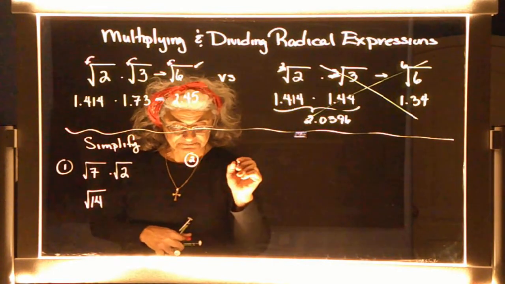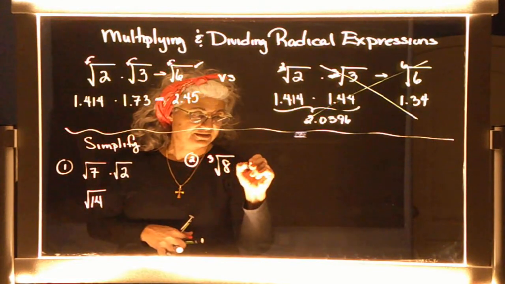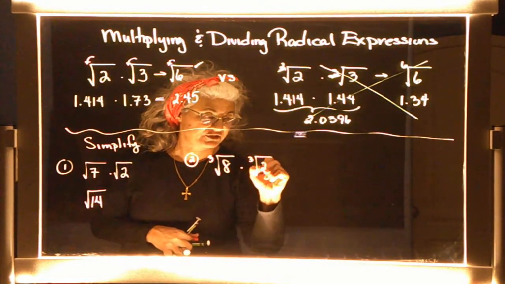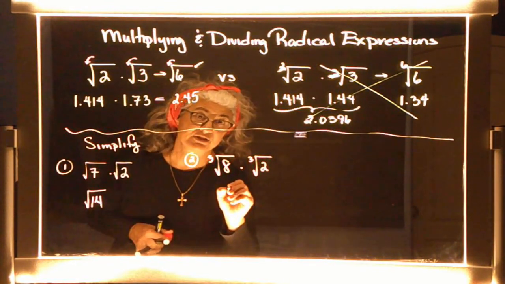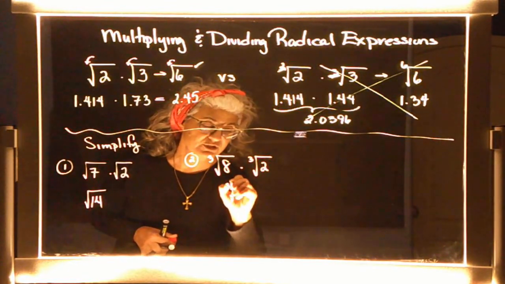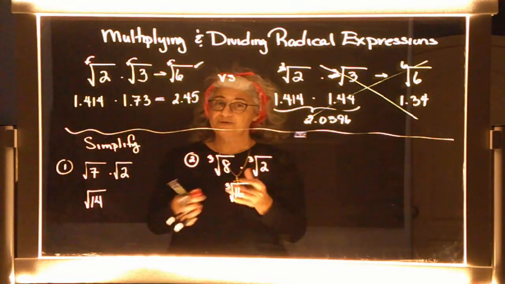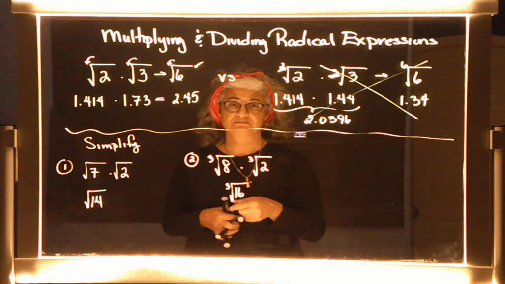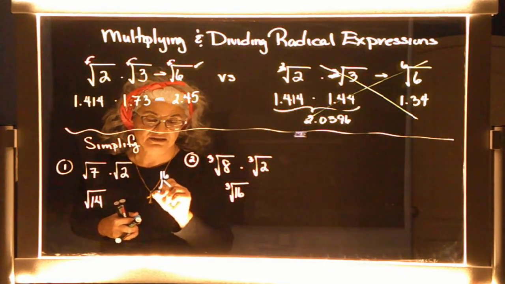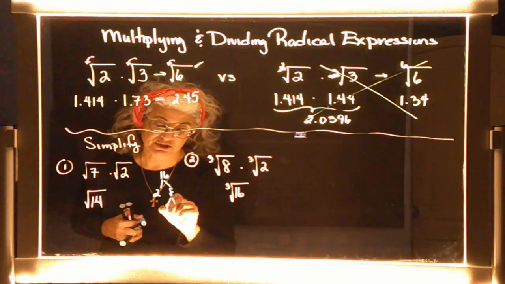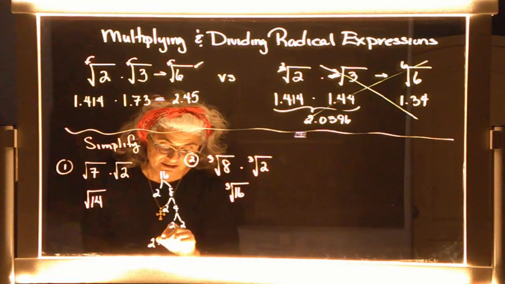How about the cubed root of 8 times the cubed root of 2? Can I multiply those? Yeah, I can. And what's the root? Yes, it's a cubed root. Cubed root of what? 16. Good. And now we have to see if we can break that down. Little side note, we certainly can break down 16. 2 times 8, which we already knew. Keep breaking it down.